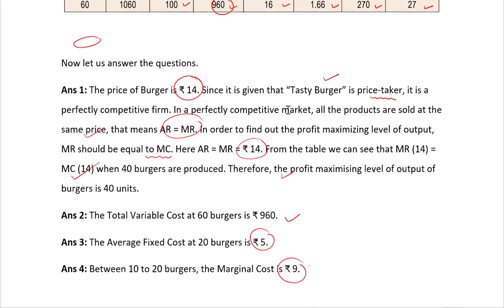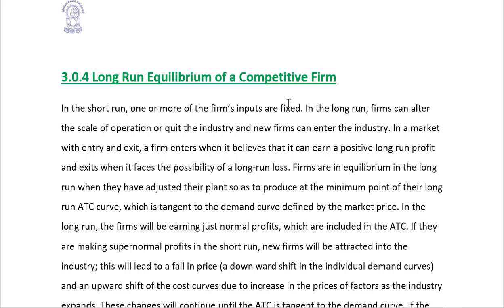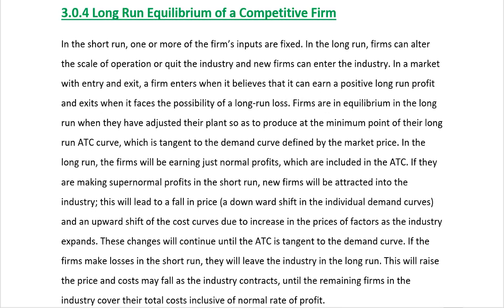Let us continue. Long run equilibrium of a competitive firm. In the industry, it could be said that the industry is having long run equilibrium when all the firms in the long run are earning normal profits, and there is no further entry or exit of firms from the market. So there is no such possibility in the market, but this is for the long term.